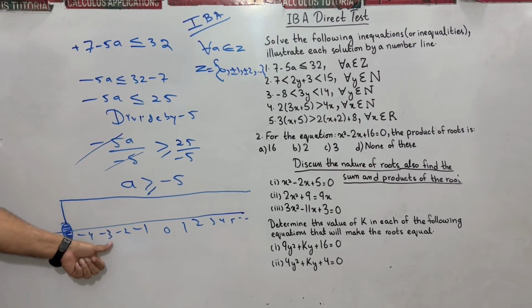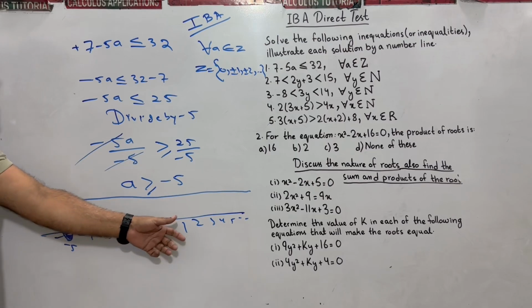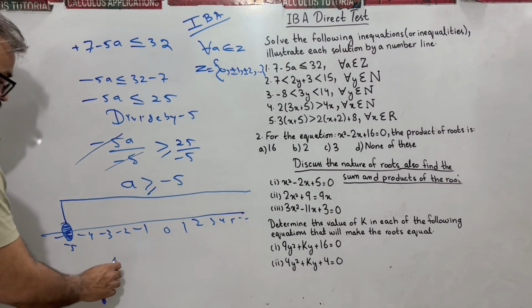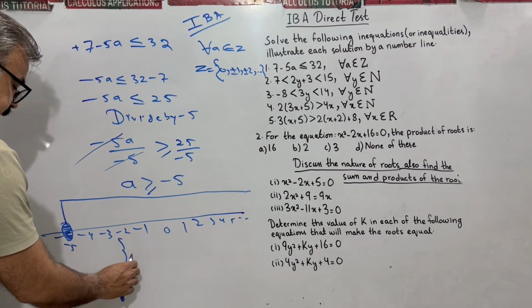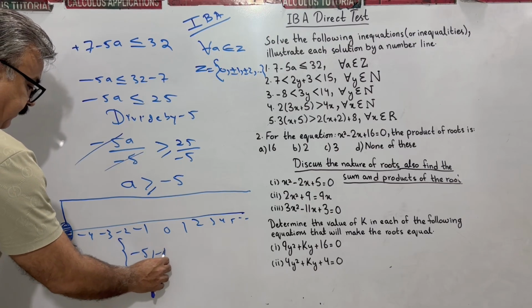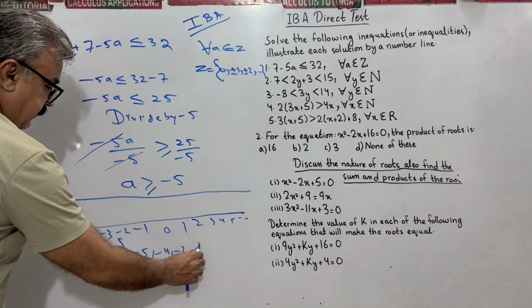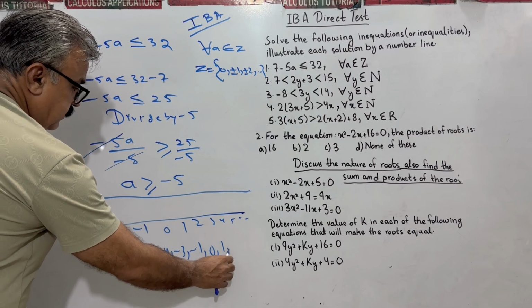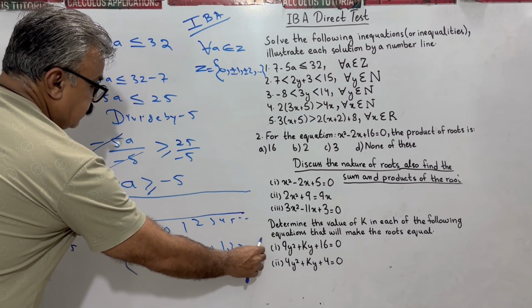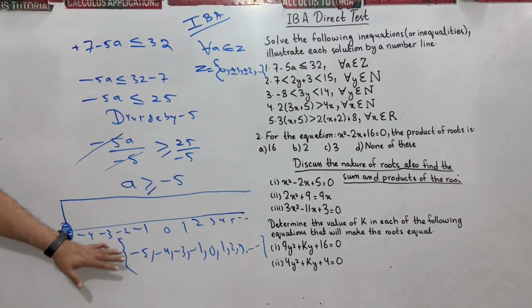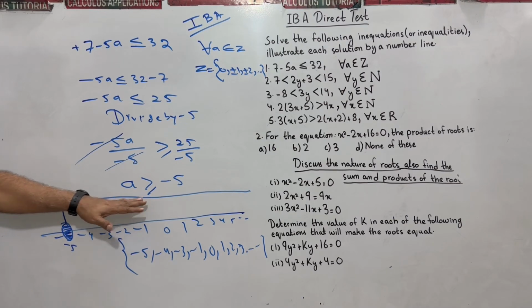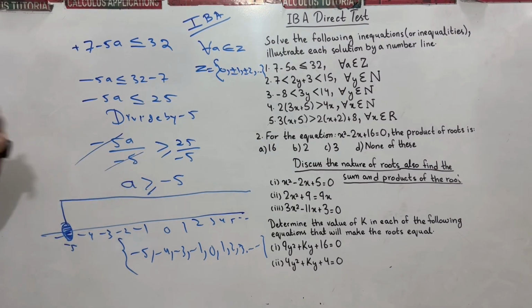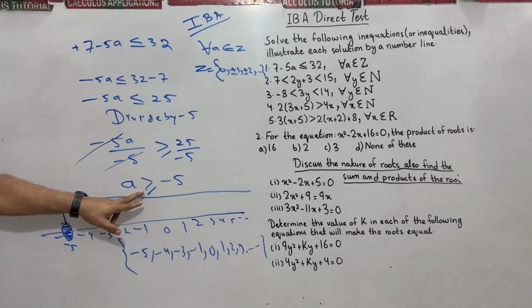Minus 5, minus 4, minus 3, minus 2, minus 1, 0, 1, 2, 3. This is our solution. So our solution set in tabular form is minus 5, minus 4, minus 3, minus 2, minus 1, 0, 1, 2, 3, and so on. Inequalities have infinitely many solutions, more than one solution.